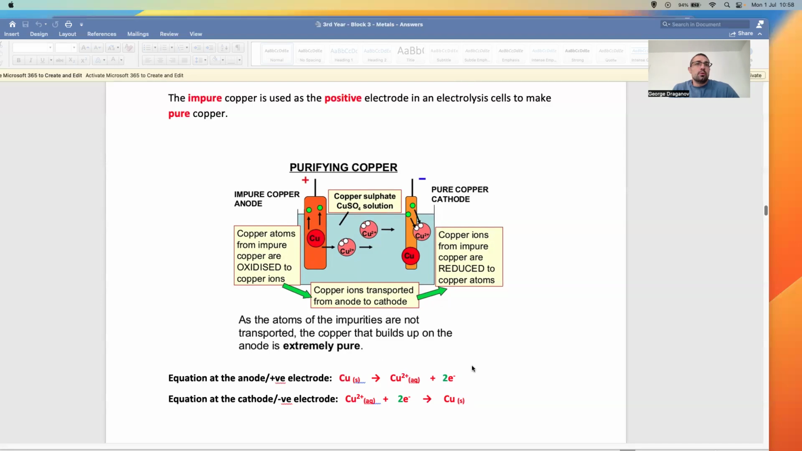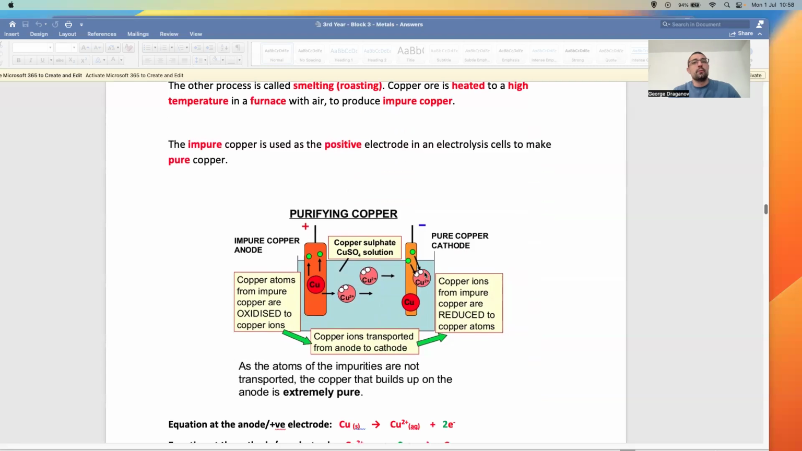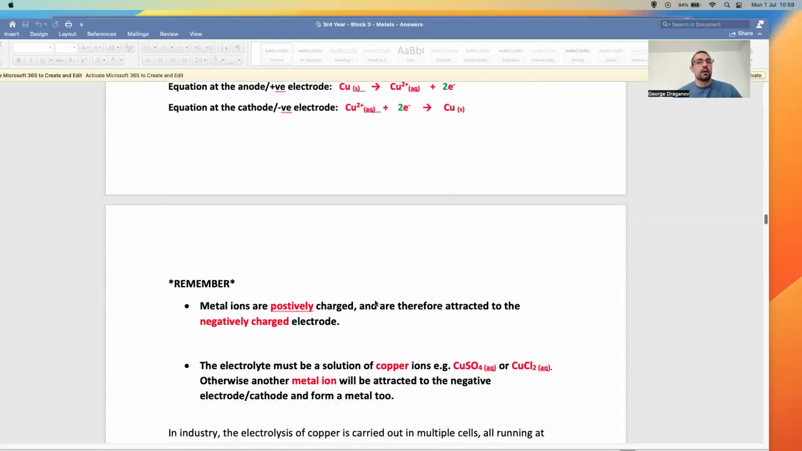The main things are that you use a copper sulfate solution. You first smelt or roast your copper ore by heating it at a high temperature. Then you put your impure copper on the positive electrode and some pure copper on the negative electrode, and then you'll get a huge amount of pure copper being formed. Whatever mass is lost on this side will be gained here due to the conservation of mass. And that's all there is to it.